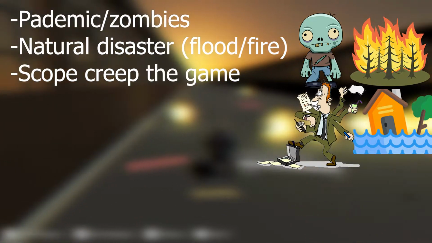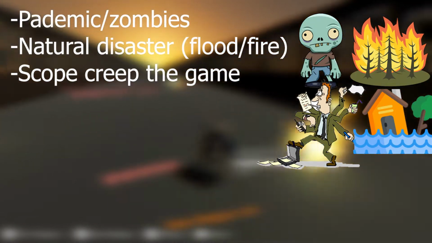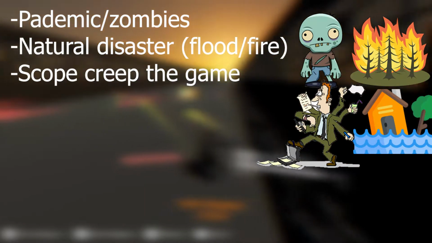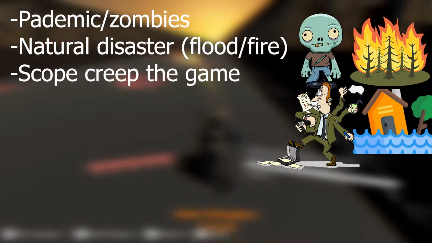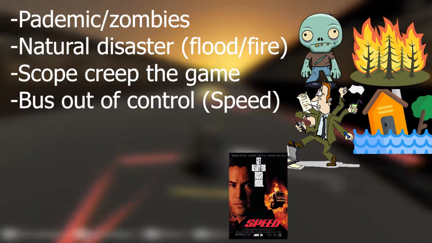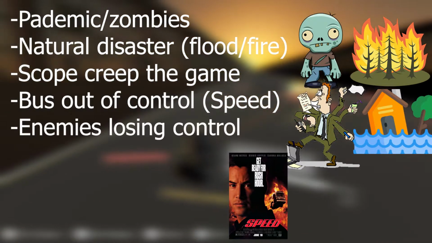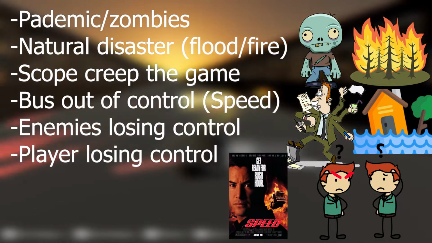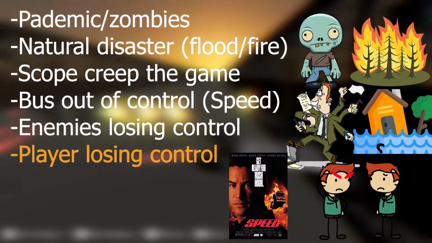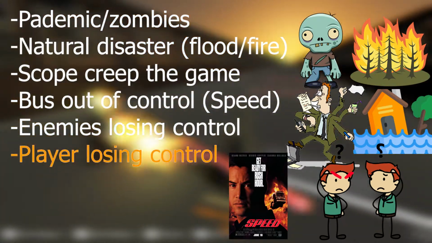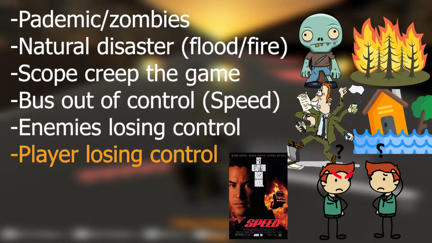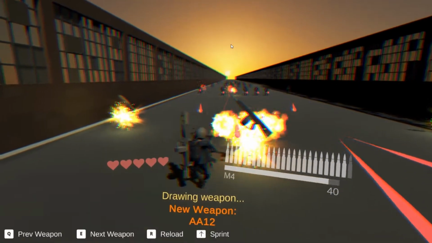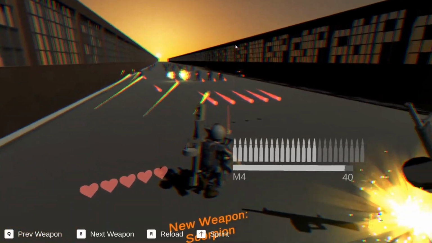I even thought about a game about scope creep, where your game gets bigger and bigger, and you get a game over when you miss a deadline. A bus that goes downhill out of control, kind of like that movie Speed. Enemies out of control, and you, the player, out of control. I ended up going with player being out of control. So the idea is that after shooting an enemy, your gun goes out of control and you can't stop shooting. Another thing out of control would be how many guns appear on the character model.